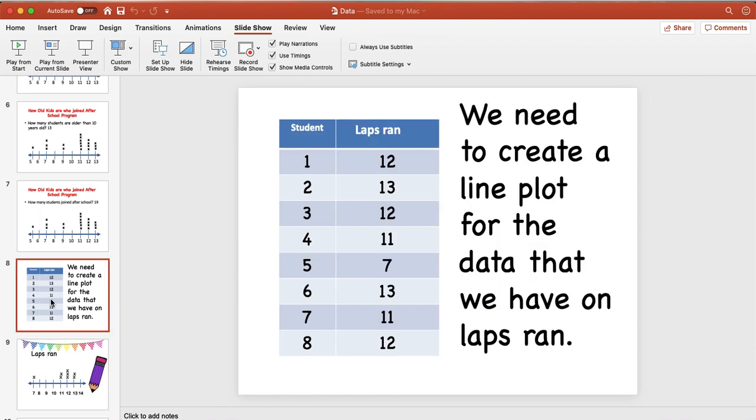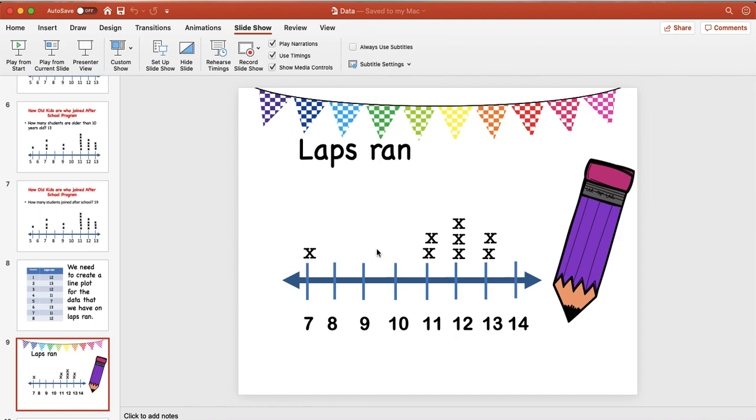And I got that information from my table over here, which tells me the laps ran, and I saw that only 7 was listed here. There was 1, 2, 3 12s. There was 1, 2 11s, and there were 2 13s. So that's where I got my numbers, and I used those numbers to have my data plotted here on my line. So that's how I created this line plot.